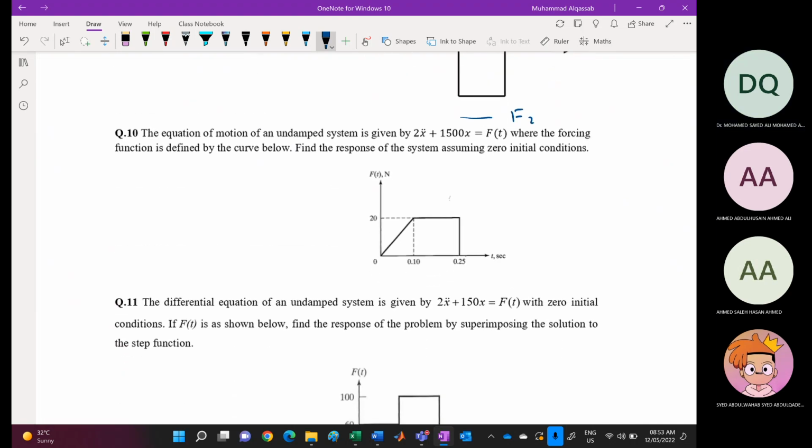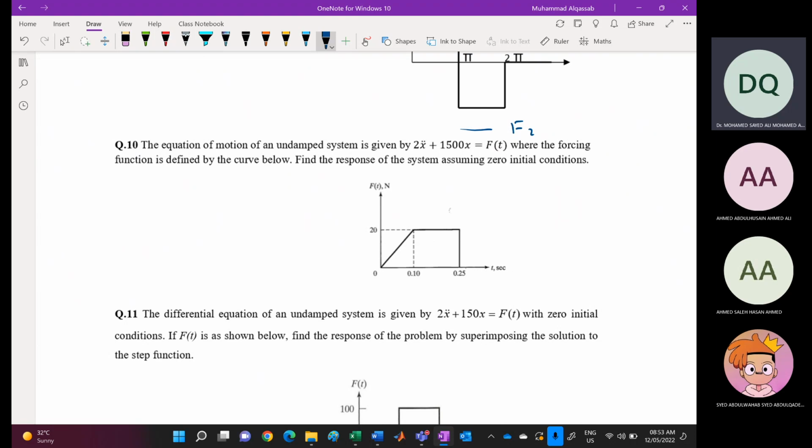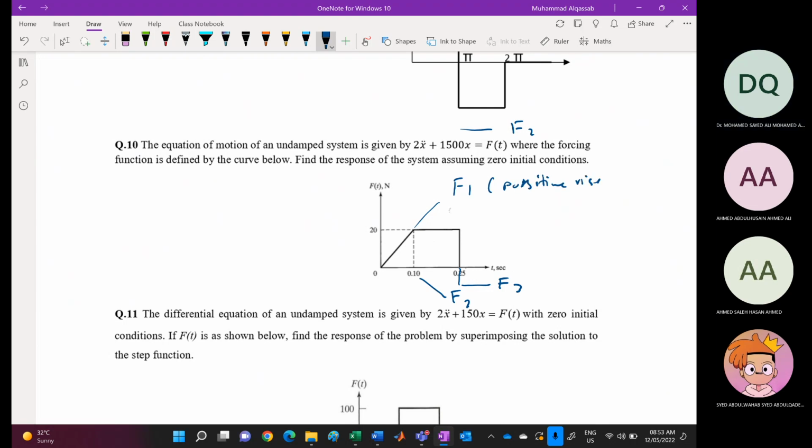Question number 10. The equation of motion of an undamped system is 2x double dot plus 1500x equal to f of t, where the forcing function is defined by the curve below. Find the response of the system assuming zero initial conditions. So again, this is a rise, you can call it F1, and then a negative rise, you can call it F2, and then you have F3, which is a step.